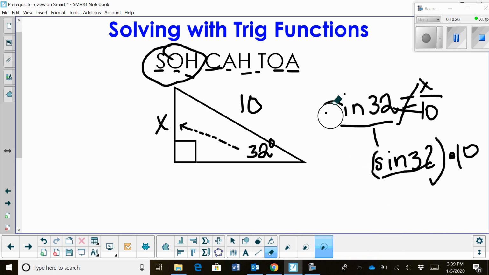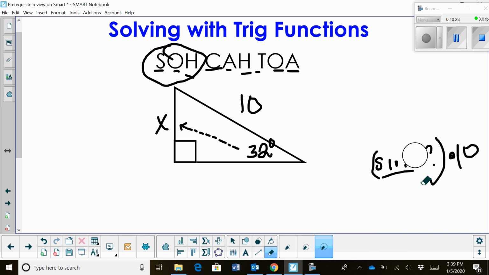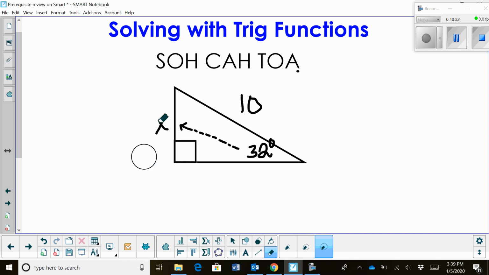I'm not going to do it. You can grab a calculator and calculate that. So that's how a sine would work. Okay, let's look at tangent.